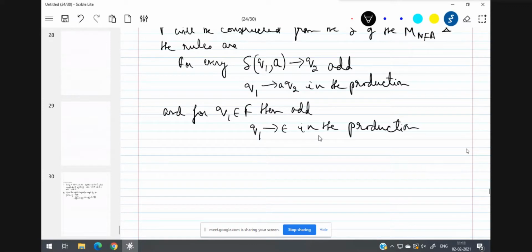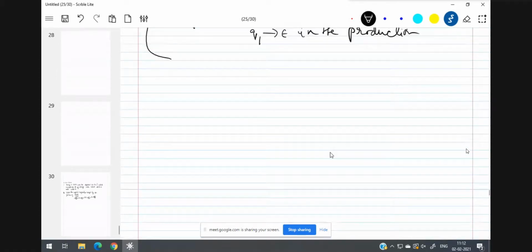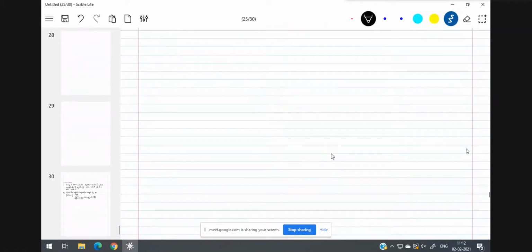This part I won't explain much for the time being, because if I explain it right now, it will complicate your concept. So better I'll take one example, and with reference to that example, I'll explain everything very clearly. So let me begin with the example.